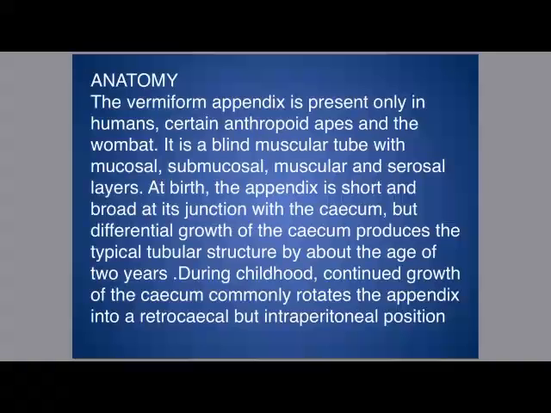Anatomy of the appendix. The appendix is present only in humans and certain arthropods. It is a blind muscular tube with mucosal, submucosal, muscular and serosal layers. At birth, the appendix is very short and has a wide junction between its wall and the cecum. But with growth of the baby and the differential growth of the cecum, its typical tubular structure is produced by about the age of 2 years. For that reason, acute appendicitis is very rare in children below 2 years.